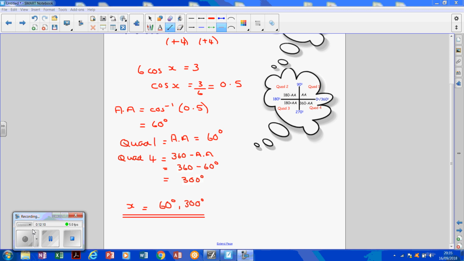Now, there are other trig equations that we've got to think about, and that is the ones where we end up with sine x or cos x equal to 0, 1 or minus 1. Those are special trig equations, and I'll do a wee video on them later.